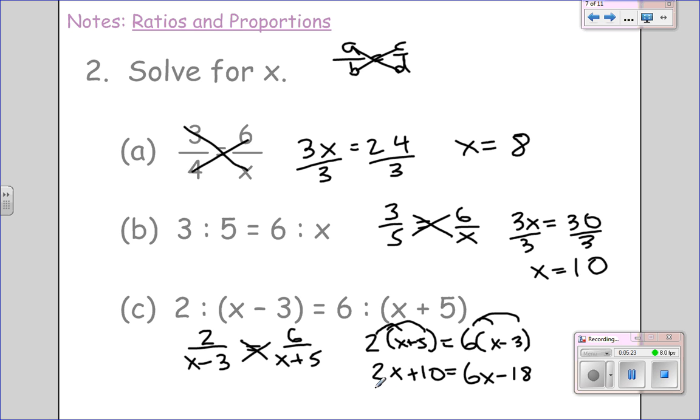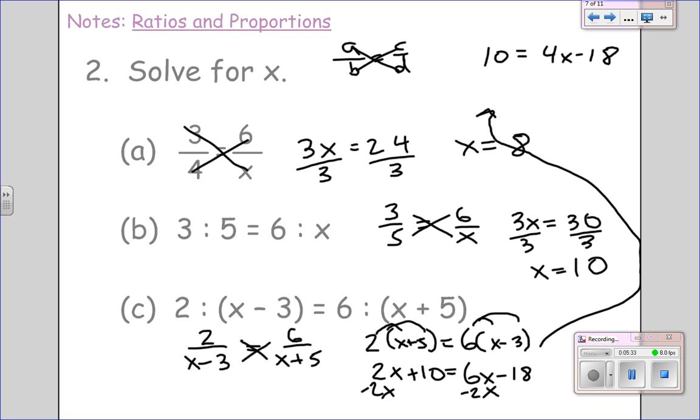Okay, I'm going to be running out of room here, but we can subtract 2x on both sides. And I'm sorry, I'm out of room here, so I'm going to bring it up here. So that gives me 10 equals 4x minus 18. Now we got to move the minus 18, so we add 18 to both sides. 28 equals 4x, divide by 4, x equals 7. And you could even plug that in and check it. 7 minus 3 is 4, so 2 to 4, is that the same thing as 6 to 12? Yeah, because they're both a half.